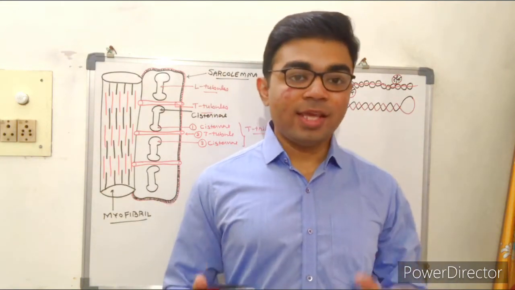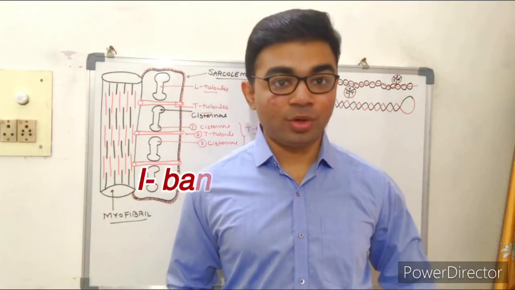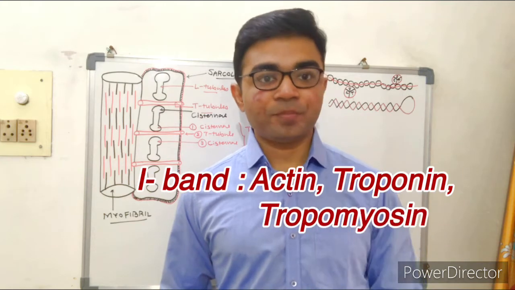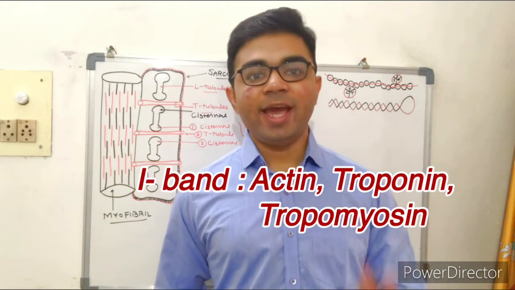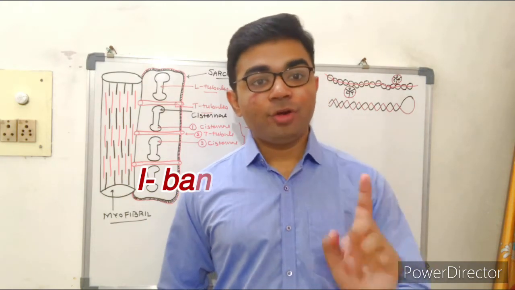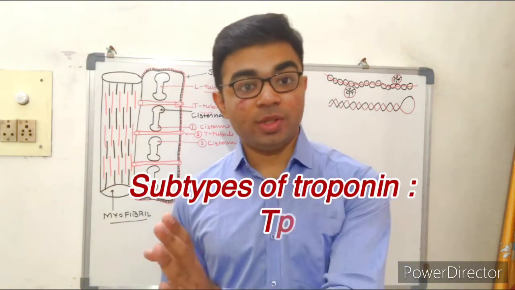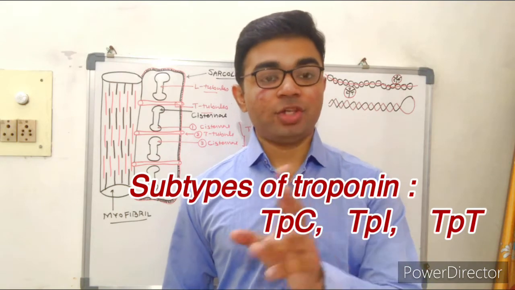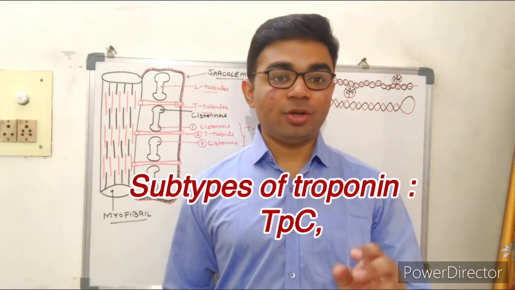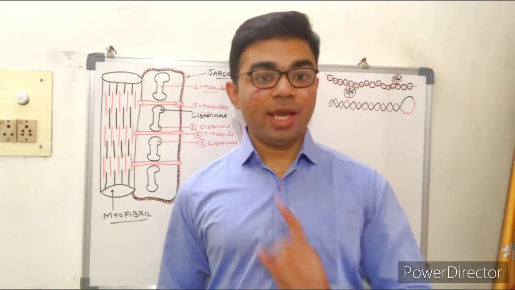The I band has three types of proteins. First is the actin, second is tropomyosin, and the third is troponin. Troponin has three subtypes, that is troponin C, which binds with the calcium, troponin T, which binds with the tropomyosin, and troponin I, which binds with the F-actin.